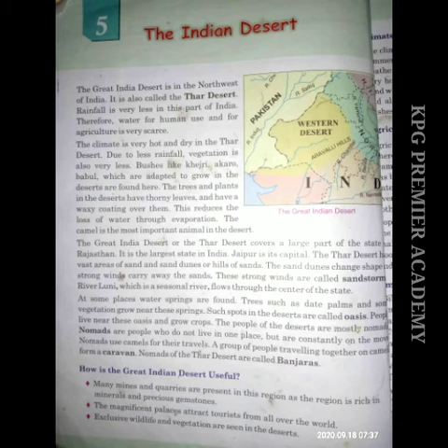The magnificent palaces attract tourists from all over the world. राजस्थान में कुछ palaces हैं. Palace मतलब राजा का घर, महल. These palaces attract tourists from all over the world. Exclusive wildlife and vegetation are seen in the desert. Exclusive wildlife and vegetation मतलब जो दूसरे जगह में नहीं मिलता है, ऐसा wildlife और vegetation. Wildlife मतलब जीव जंतु.